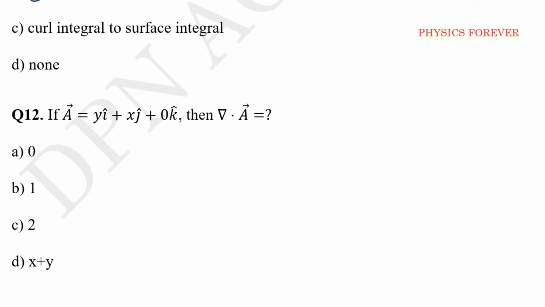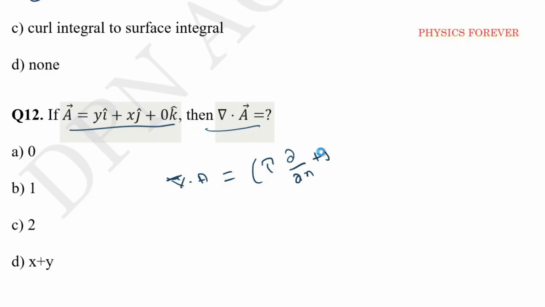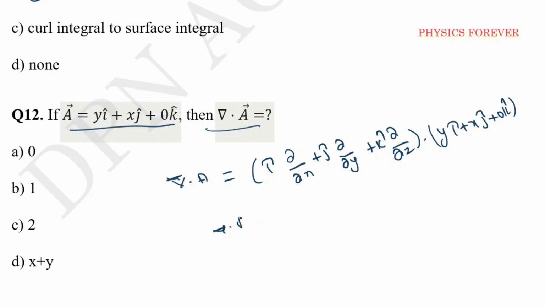So question number 12, if A is given, then what is del dot A? Already we know del is i dou by dou x plus j dou by dou y plus k dou by dou z. Just put i, then x j plus 0 k cap. After putting it, comment what the answer is.